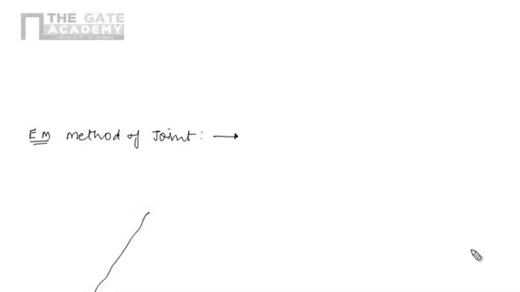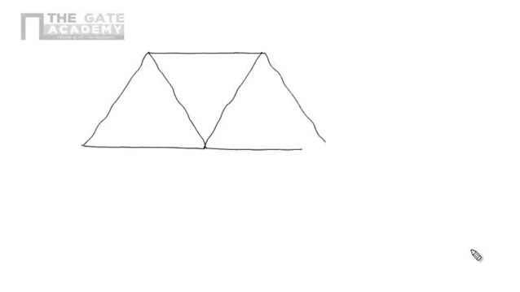I am just drawing a simply supported truss. I am saying simply supported because the support I will use for this problem will be the simple support. So this one is the simply supported beam. Here we have the simple support A, and at that point we have another simple support. Here we are applying the point load.